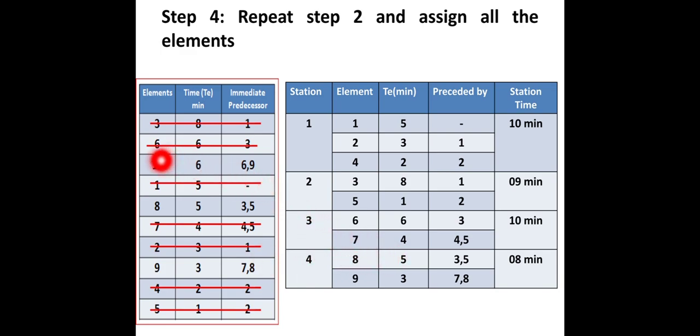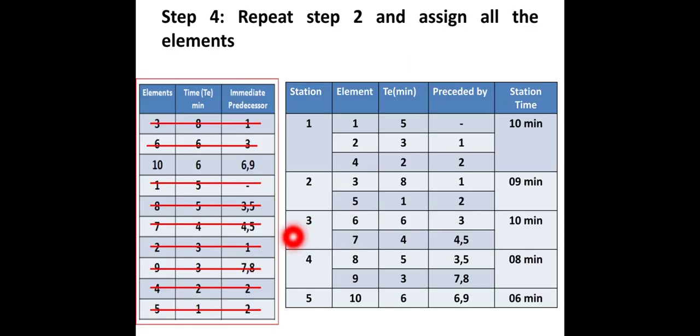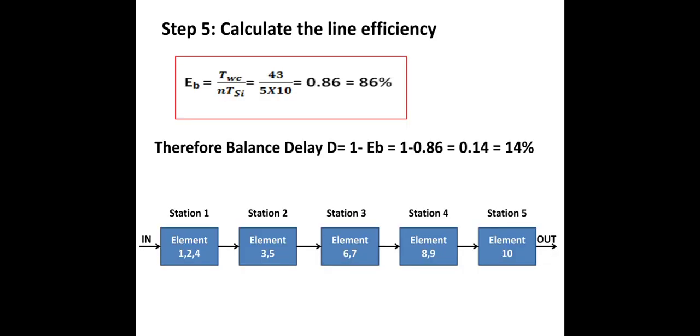So remaining is only 10. So it will be assigned as the element in the next station, because 5 plus 3 is 8, 8 plus 6 is 14, which exceeds the cycle time. I can't assign this element in this station. So it has been assigned. So in total I have 5 stations in this problem.